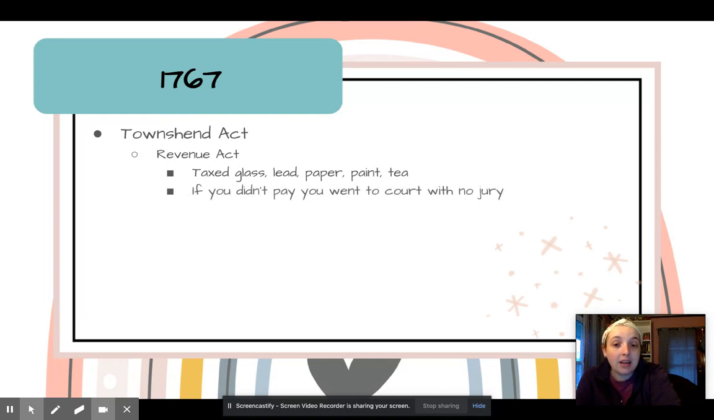If you didn't pay, you went to court with no jury. So the court with no jury, you're just having the government or the judge, who is going to be British, look at you saying, oh, you didn't pay your taxes. Do you think they're gonna let you off? Probably not. It also came across the writ of assistance.